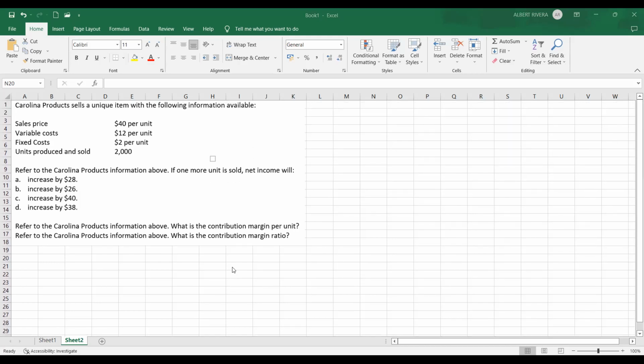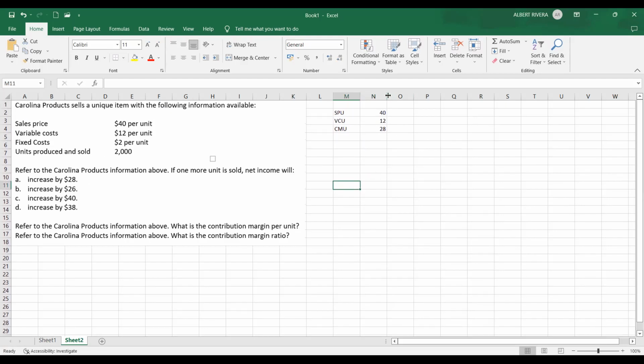Okay, so let's solve. So here, class, what is the change in net income here? Chat box, please. If one more unit is sold, so that should be the CM per unit times one unit, di ba? Ganun lang naman siya. So that should be what? You have the selling price per unit here, given naman yan. So this is 40, and this is variable cost per unit, which is 12, and the CM per unit here is 40 minus 12. This is 28, and the fixed cost per unit is 2. And the units produced and sold is 2,000.